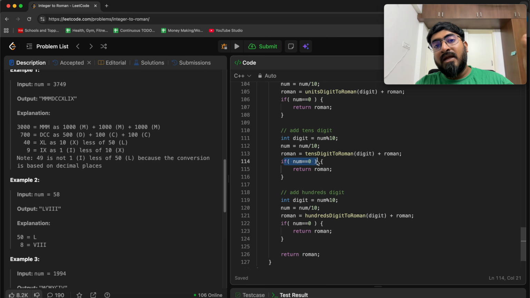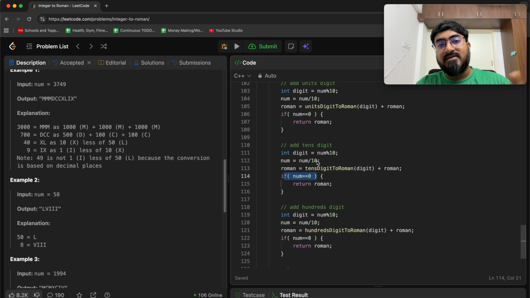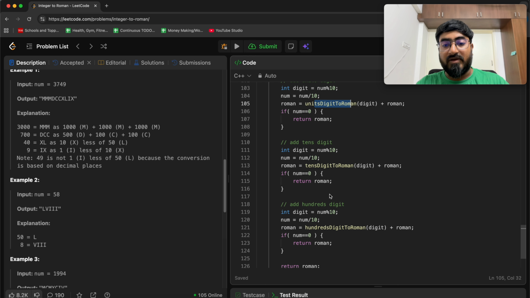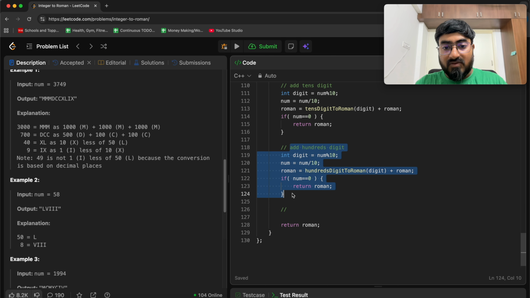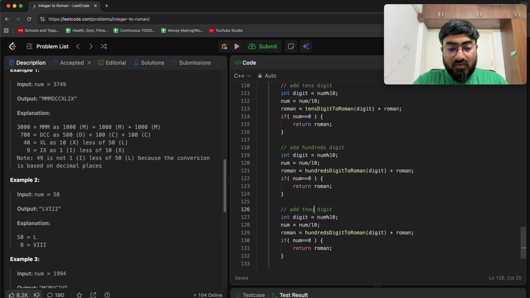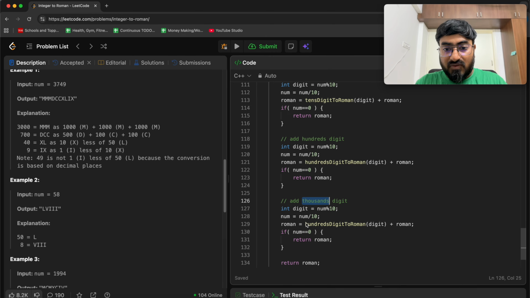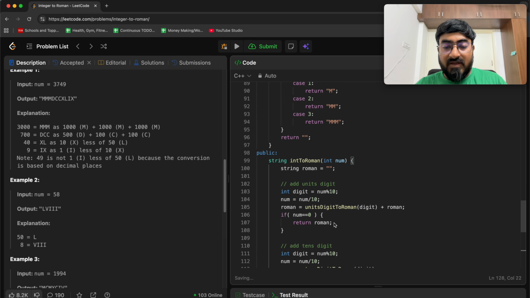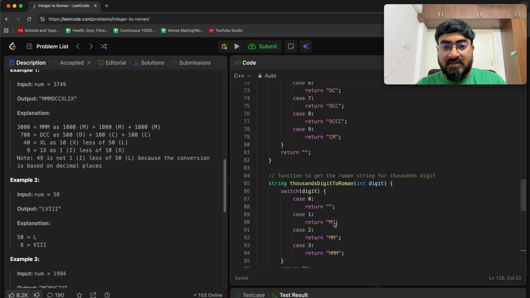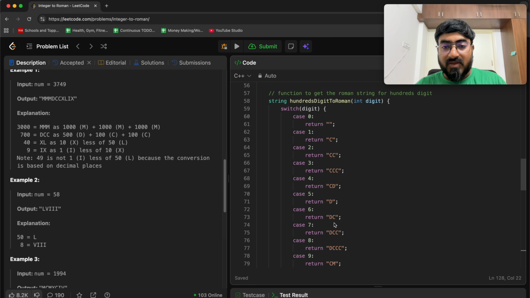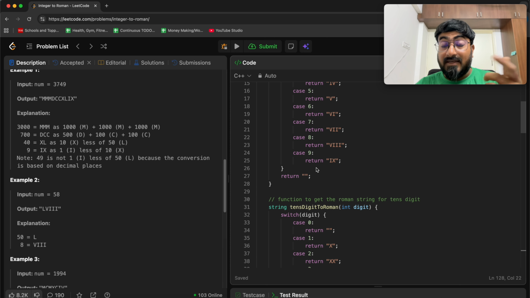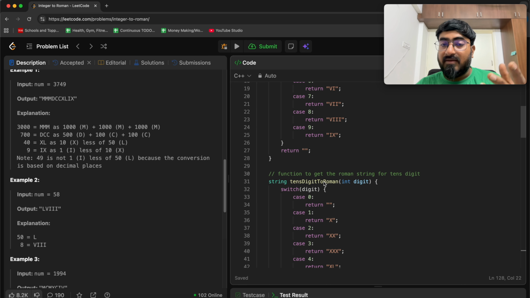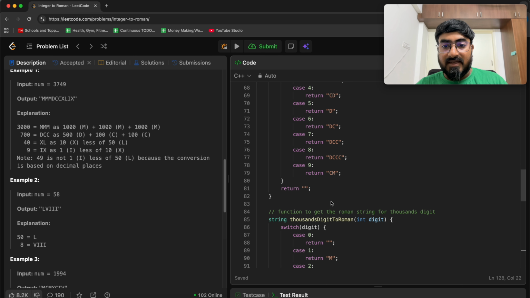You can write a while loop that keeps generating the digit and keeps dividing num by 10, but then you'll have to find a way to call the right corresponding function. Okay, then finally we add thousands digit, thousands digit to Roman. Okay, I may have made a silly mistake here and there, but this is what the code is supposed to be. Okay, get the right symbol for the right combination of characters, the right string for each digit at each particular place, units, tens, hundreds, and thousands.